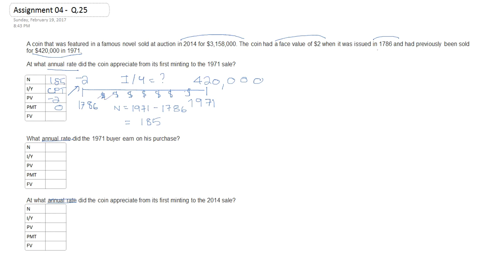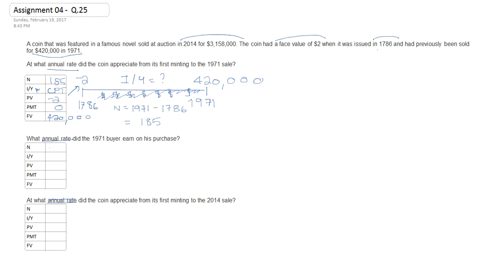But because we don't see anything that happened here, because we don't have any information telling us about such a thing, that means PMT is equal to 0. And the last piece is FV, which is the future value of this coin, which is what we cash out. Again, that is 420,000. So you put the information in your calculator and compute for IY. That's for question number 1.